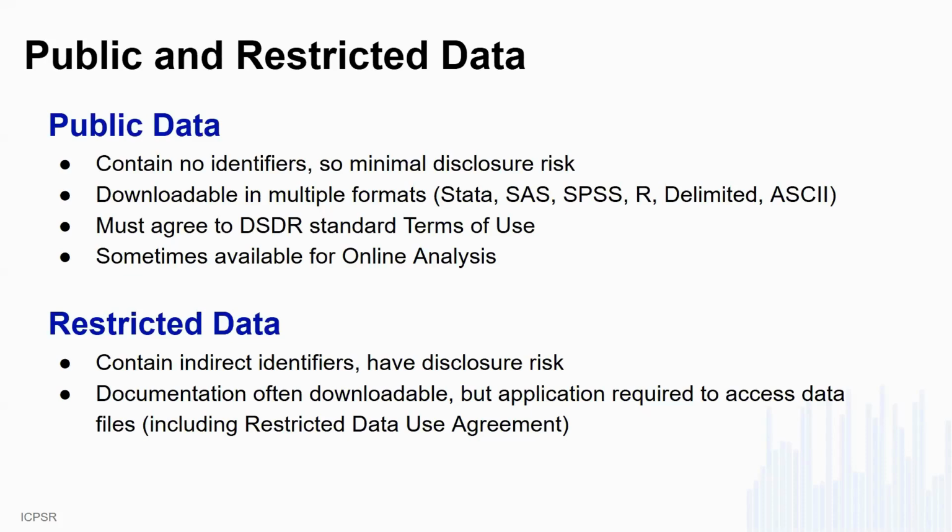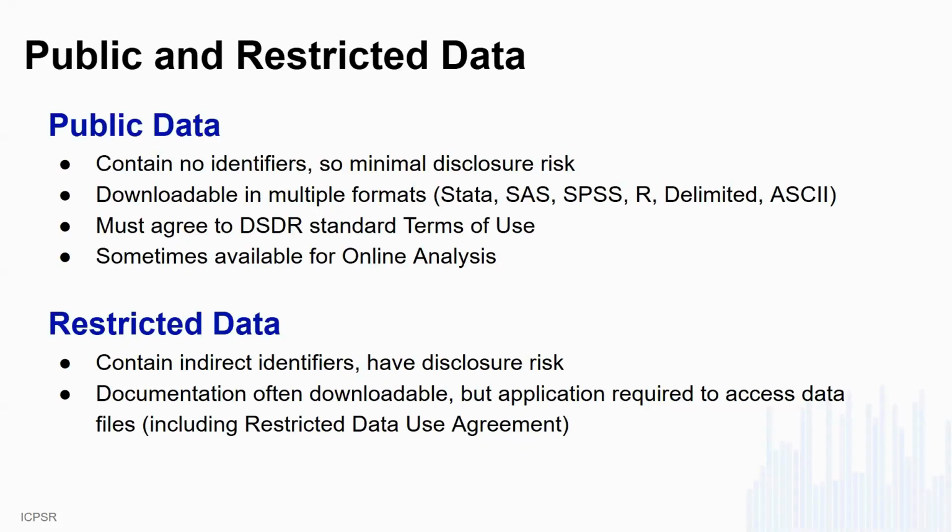So DSDR's data holdings contain both public use and restricted use data. Public use data generally contain no identifiers and pose a minimal disclosure risk. They are immediately downloadable after logging into a free ICPSR account and agreeing to the standard terms of use. The data are available in multiple formats and are sometimes available for online analysis. Restricted data generally contain indirect identifiers, which can pose a disclosure risk. In the case of these data, any public-facing documentation, such as redacted code books or user guides, will be immediately downloadable. For the data files themselves, these require an application, which includes the Restricted Data Use Agreement. Restricted data archived with DSDR are free to use because the projects are supported by federal funding.